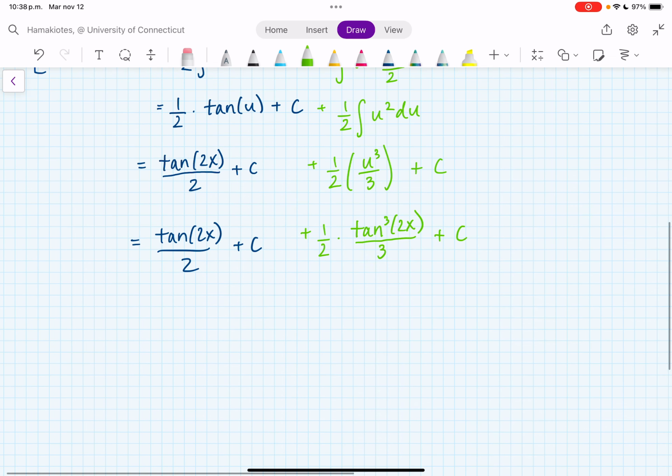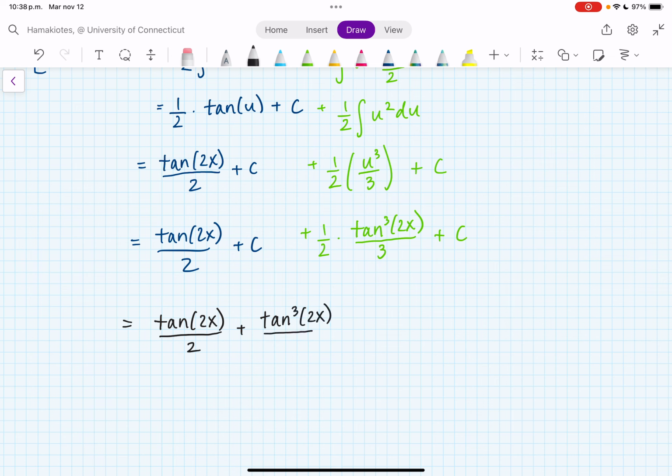So putting all this together, we get tan of 2x over 2 plus 1/2 times tan cubed of 2x over 3. So that'll be tan cubed of 2x over 6 and plus some constant c. So this is our final answer.